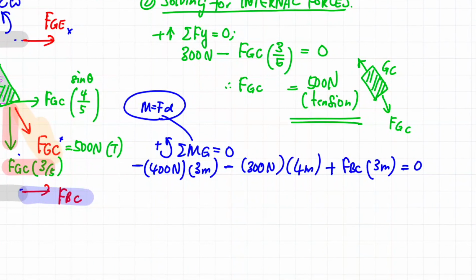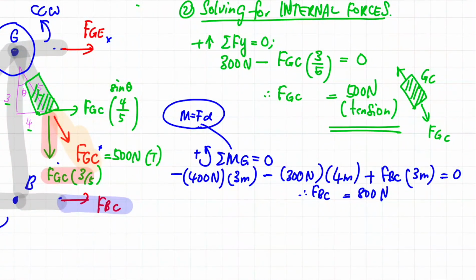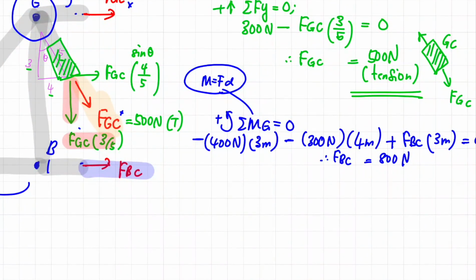As you can see from this equation, there is only one unknown, which is FBC. So you can easily solve for FBC using your calculator, and you will get the magnitude of FBC to be 800 Newton. If it's positive, it means the assumed direction is correct.